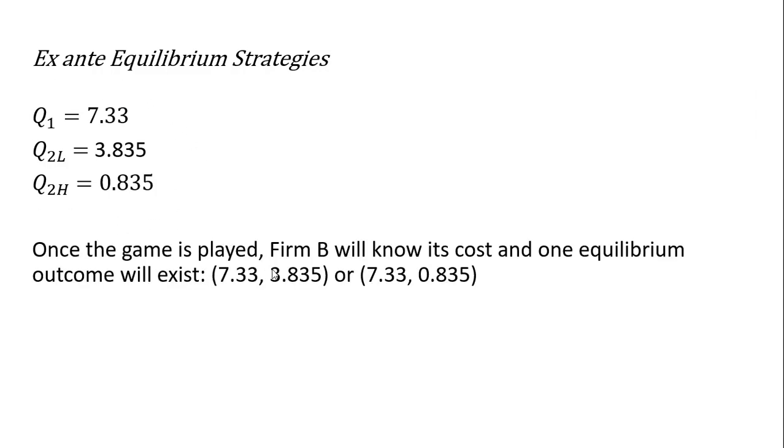Once the game is played, however, Firm 2 will know its cost and one equilibrium outcome will exist, either 7.33 and 3.835 or 7.33 and 0.835.